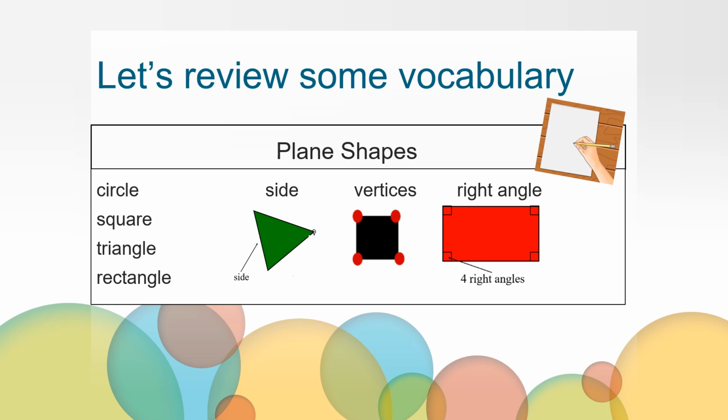Last, we're going to look at right angles. Use your pencil to show that squares and rectangles have right angles. You can use the same symbol as the picture, a little box. Go ahead. I will give you about a minute to show your right angles on your drawings.